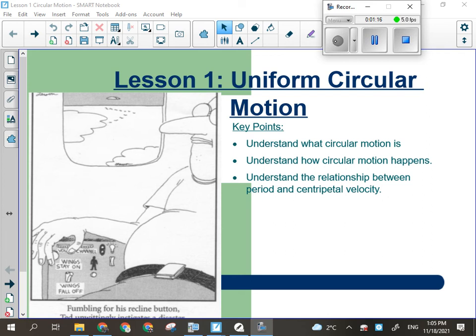Key points for today: understand what circular motion is, understand how it happens, and the relationship between period and centripetal velocity. Two new terms. Period is the time for one cycle. That is the technical definition in physics. What we mean by one cycle in this unit is one rotation or one revolution of the circle, so the amount of time it takes the object to make one orbit is the period.